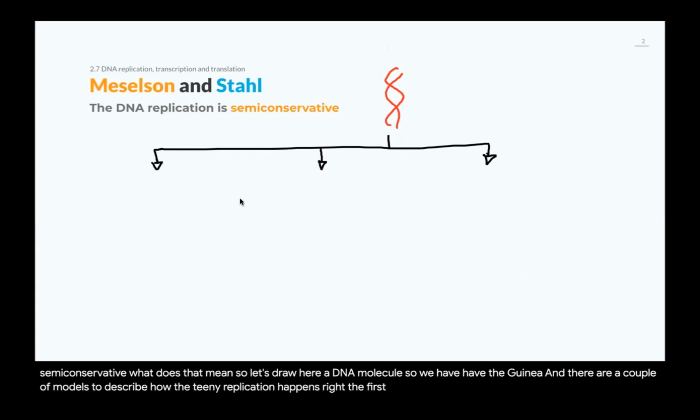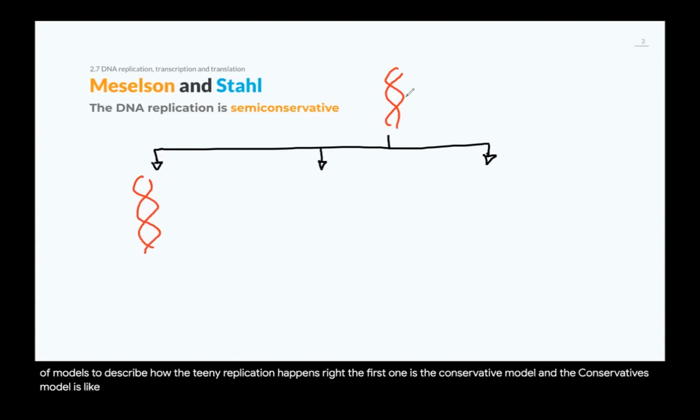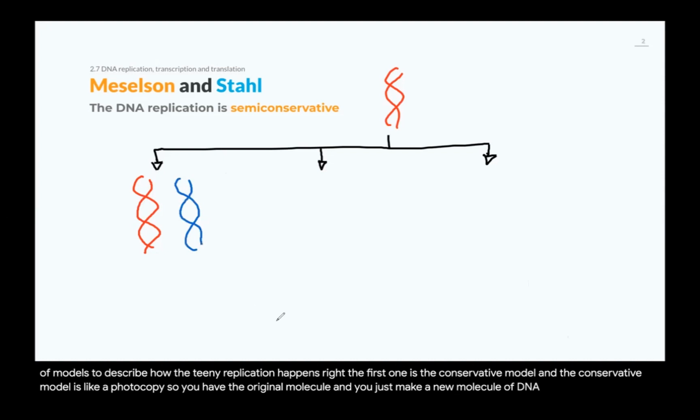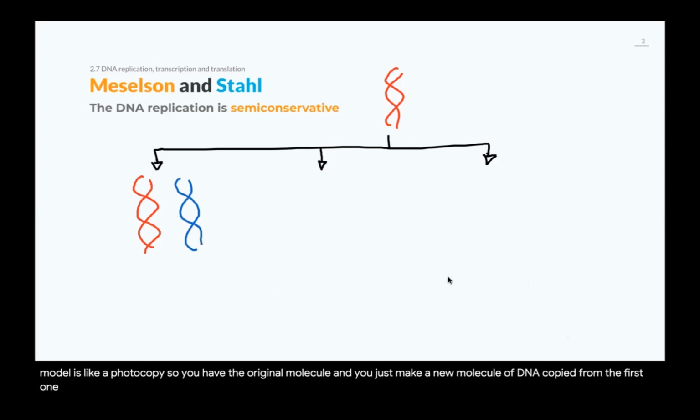The first one is the conservative model. The conservative model is like a photocopy. You have the original molecule and you just make a new molecule of DNA copied from the first one. Why is it called conservative? Because you conserve the first one and then you make a copy.